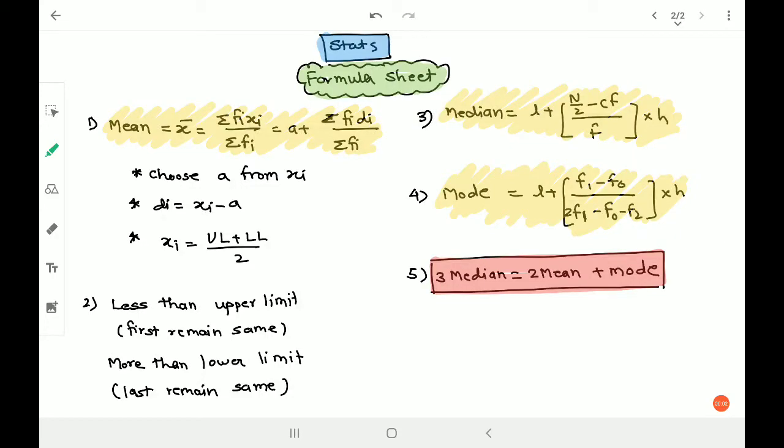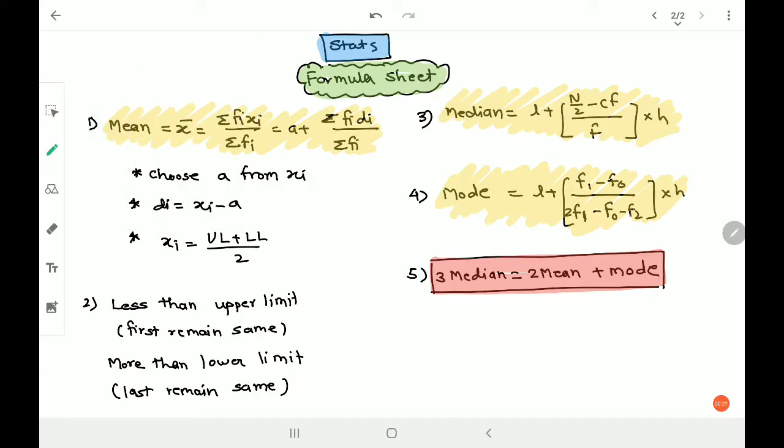Hello everyone, good morning. Welcome back to the topic statistics, and this is the last session, I can say, on the stats. So we'll be discussing all the formulas in this session, and one more new formula, which is very rarely asked in questions. That is the fifth one. You can check that.